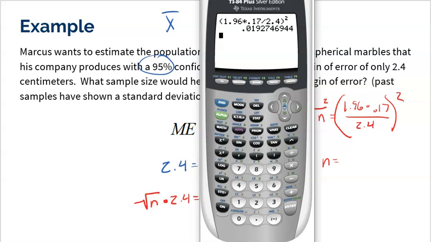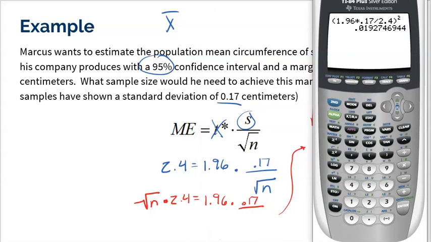Now, what does this tell me? Well, you can't have a sample of 0.019. It doesn't even work out. That doesn't even make sense. What am I going to round that up to, 1? So this does happen, right? And all this means is that the parameters I set forth just aren't going to work. It just doesn't seem to make sense.